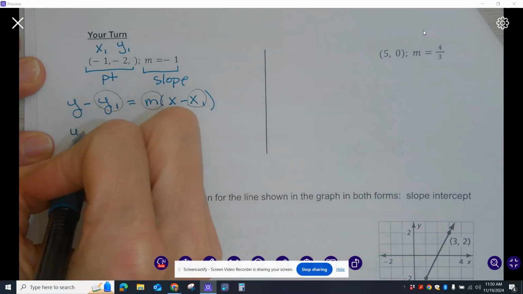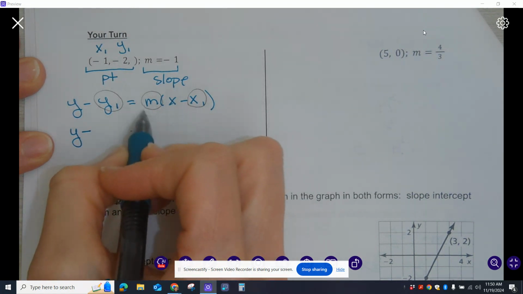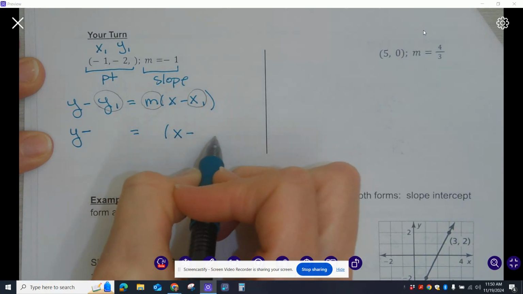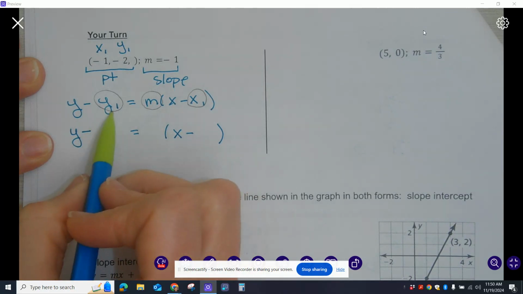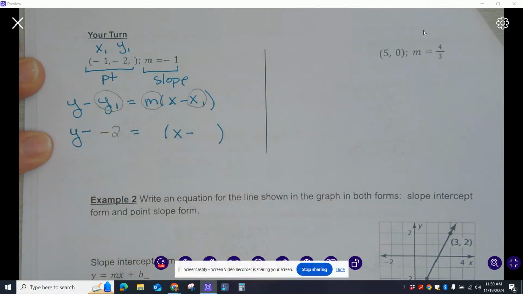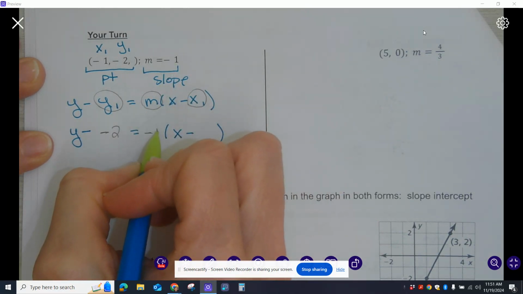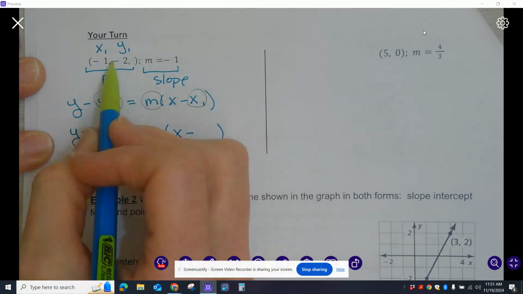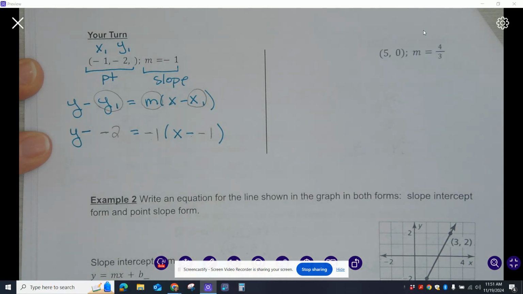So I'm going to copy the y and the subtraction. I'm going to leave a space for m, leave a space, parenthesis, x minus, leave a space, close your parenthesis. Okay, y sub 1 is negative 2, so I'm going to put my negative 2 in there. m is negative 1. x minus x sub 1, I'm going to put my negative 1 in there. Okay, that is my equation.